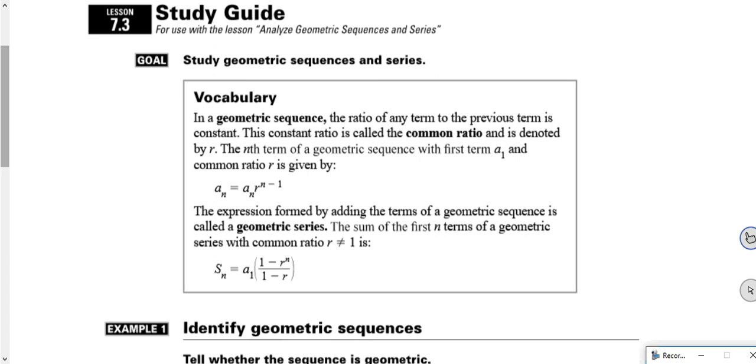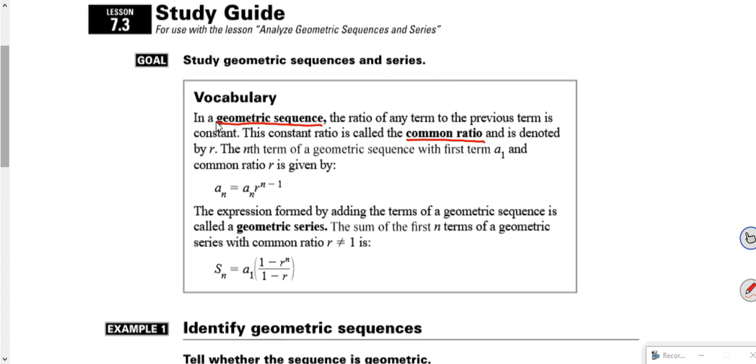In a geometric sequence, we are talking about having a common ratio. So a common ratio means you're going to be multiplying by some number instead of adding or subtracting some number, like we did with arithmetic.